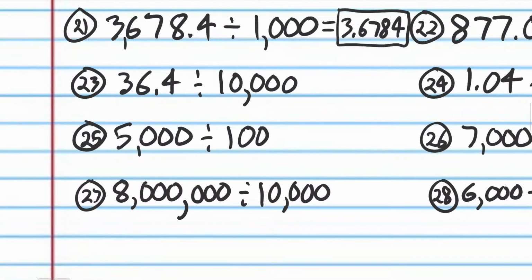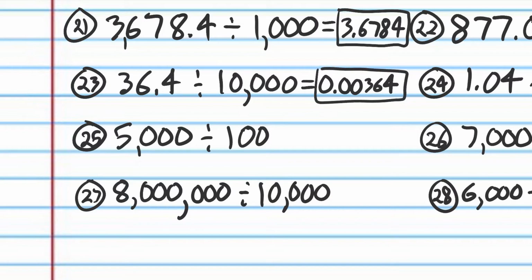For 23, we have a kind of different problem, because we're going to have to add placeholder zeros. We're going to move it 2 places, and then we're going to move it 2 more places. So we're going to need 2 zeros in front of that 3, because there are a total of 4 zeros. So we have our first zero, and then 1, 2, and then 3, 6, 4. So if you got 0.00364, good job.